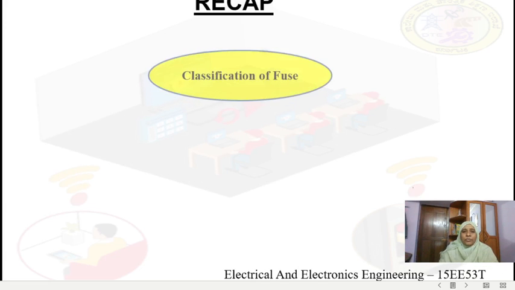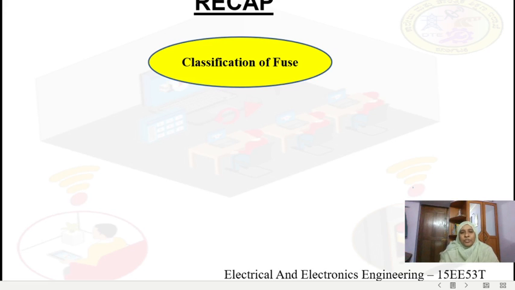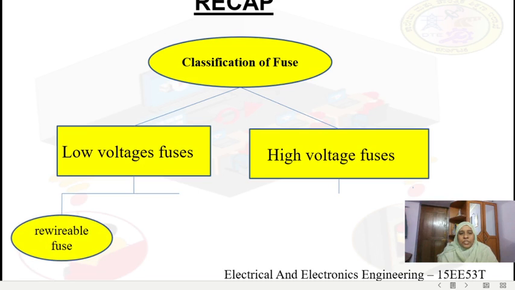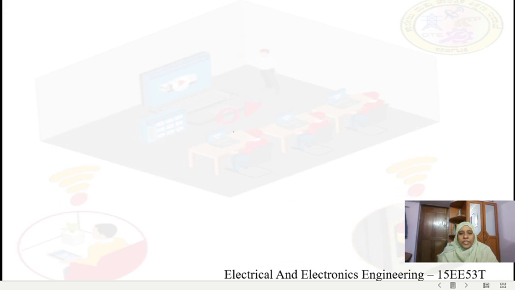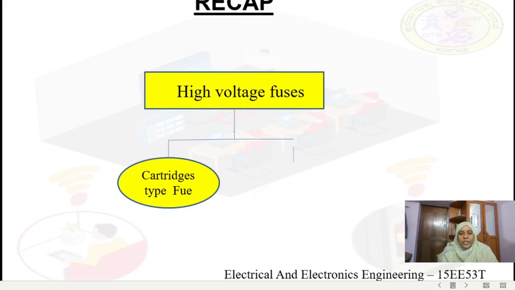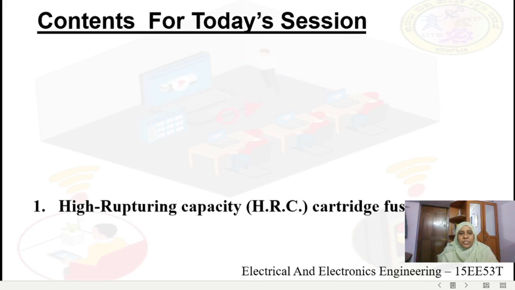Now let us try to see the classifications of fuse. Fuses are classified into low voltage fuses and high voltage fuses. Low voltage fuses are further classified as rewirable fuses and HRC fuses. High voltage fuses are classified as cartridge type fuse and liquid type fuse. These are the classifications of fuses.